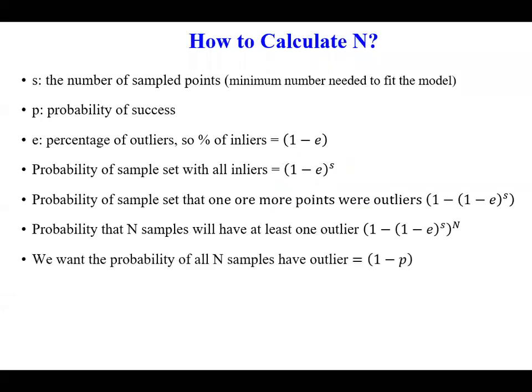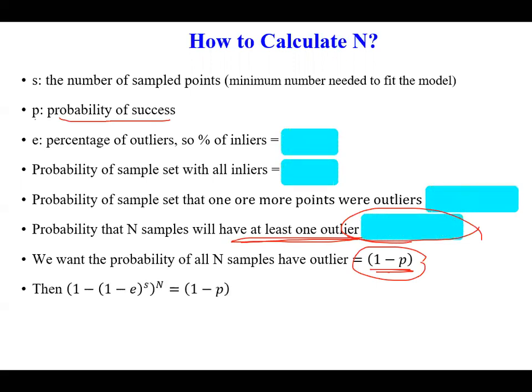Then all of these, by the way, is just equal to 1 minus p, because I told you the probability of success. And here I'm telling you the probability of the outliers. So this guy is equal to the probability of the outlier, which is 1 minus p. Okay, so if this is equal to that, then I know now how to get n.